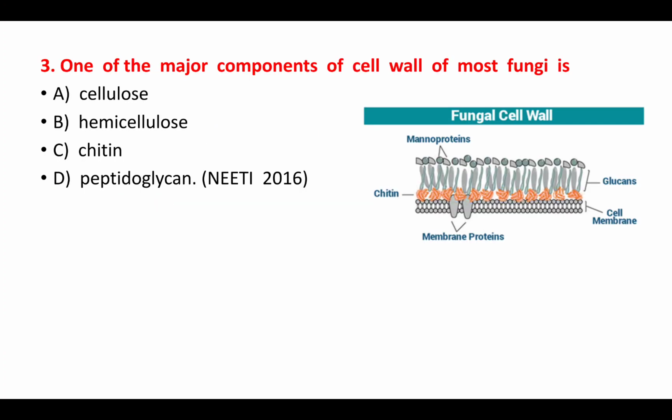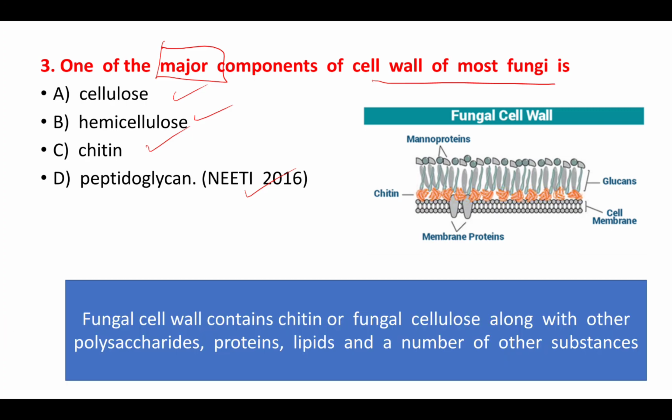Now, let us go for the third question. One of the major components of cell wall of most fungi is. See, they have given some options like cellulose, hemicellulose, chitin and peptidoglycan. Keep a note on it. Fungal cell wall contains chitin. It is a major component.